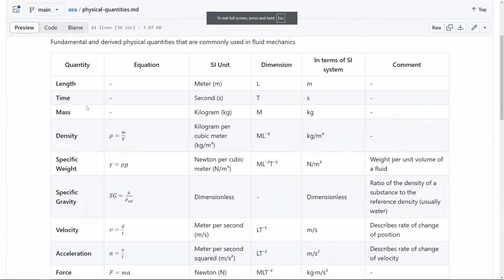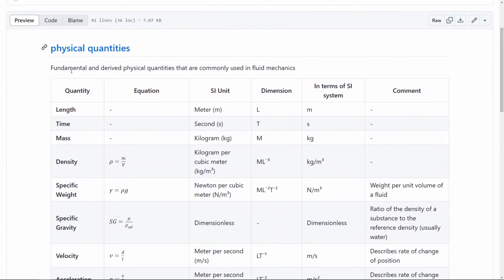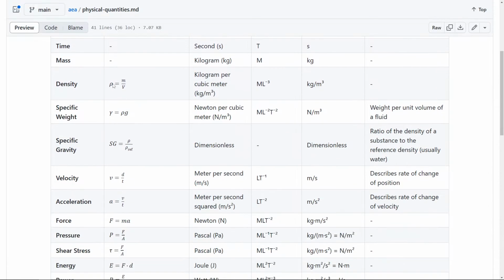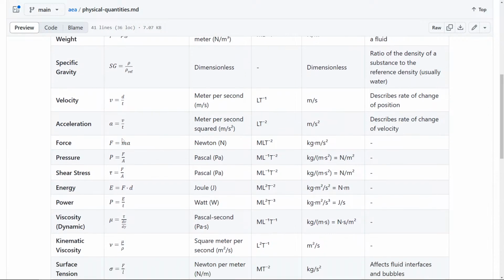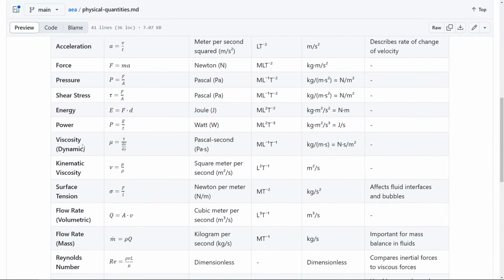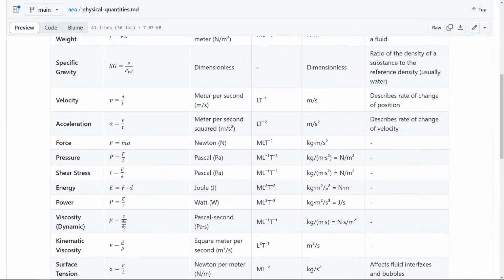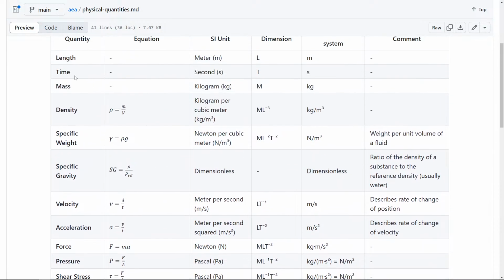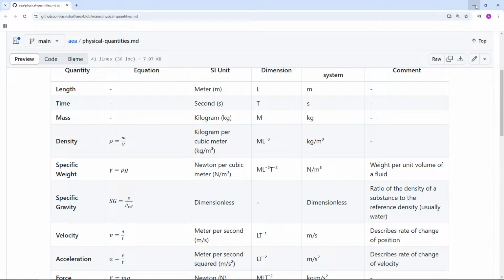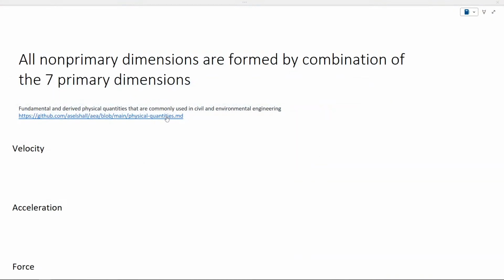which has fundamental and derived physical quantities that are commonly used in fluid mechanics. So I prepared this table for you, and I will show you how to derive all of these from the primary dimensions of length, time, and mass. The link is here and it's also in the video description.